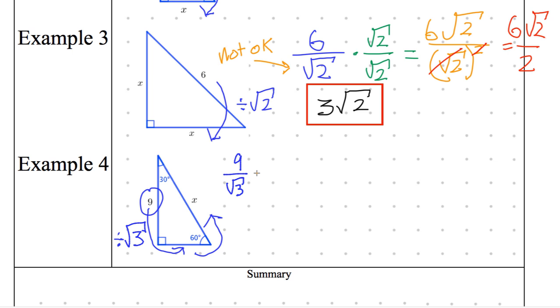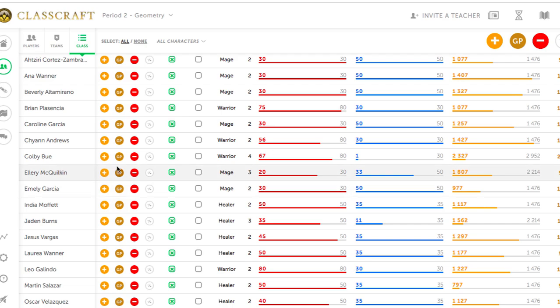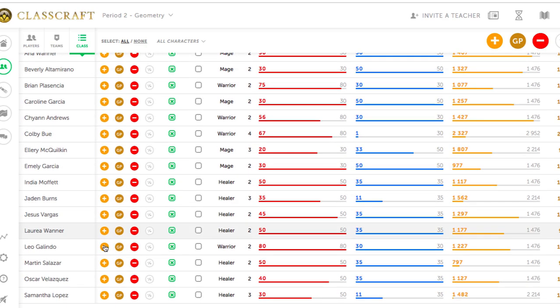What am I going to do? Quiet raised hand. What am I going to do to rationalize the denominator? Oscar. Very nice. Yes. Multiply the top and bottom by square root of 3. Thank you, Oscar. If you haven't turned in your card, you can do so right now.